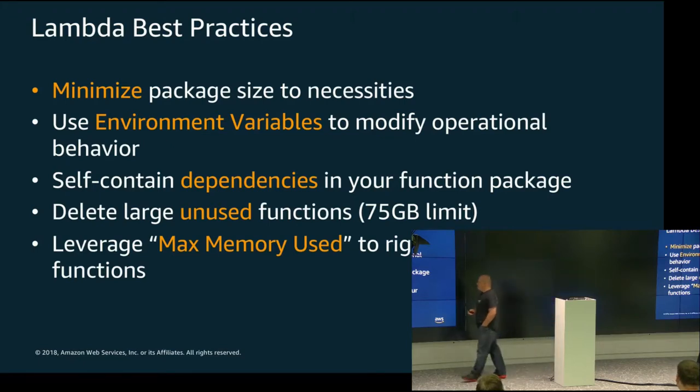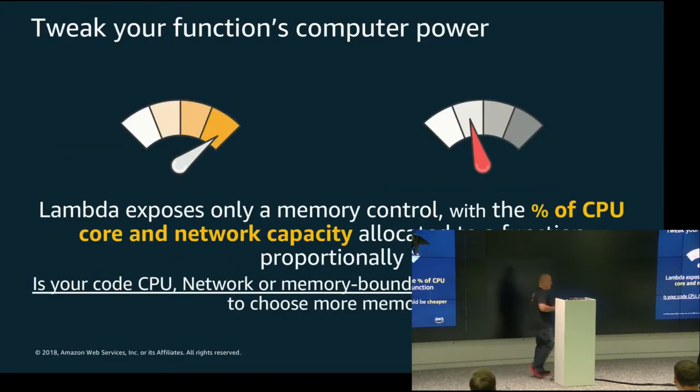And leverage max memory used to right size your functions. This is very important to keep in mind. I already mentioned that when you decide on your Lambda function, besides your placement, name, and the runtime environment, you choose how much RAM you want to use, and that's it. The minimum is 128 MB, the maximum 3 gigs, and with each chunk of memory that you put comes some ratio of CPU and network performance. So of course it's logical, if you have the minimum function with 128 MB, it will have less CPU and less network performance than the one that has 512 MB, for example, or 1 gig of RAM.